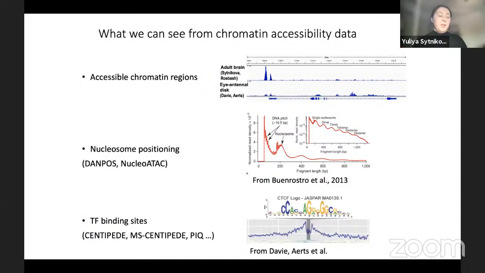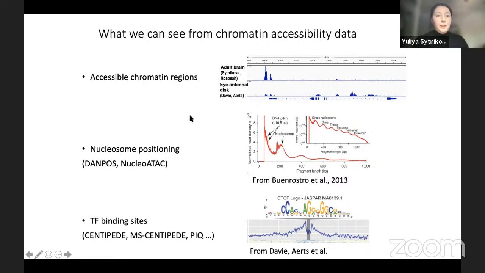From methods like ATAC-seq and DNase-seq, you could actually get different kinds of information. First of all, accessible regions of chromatin. Again, you could look at where you have peaks of accessibility along the genomic coordinates. Usually you get as accessible regions promoters, enhancers, and actively expressed genes overall.